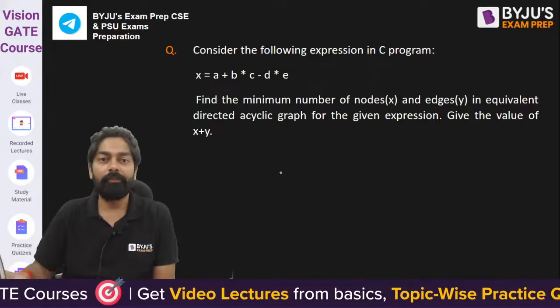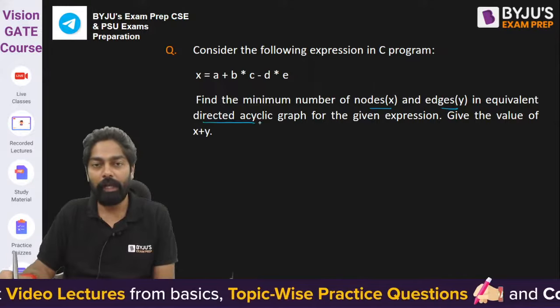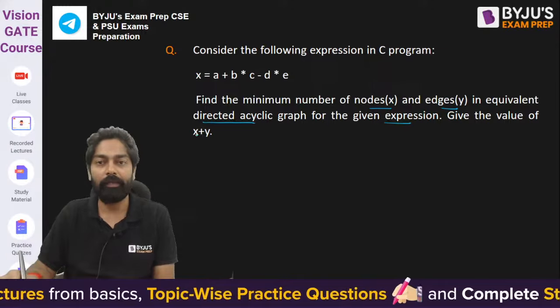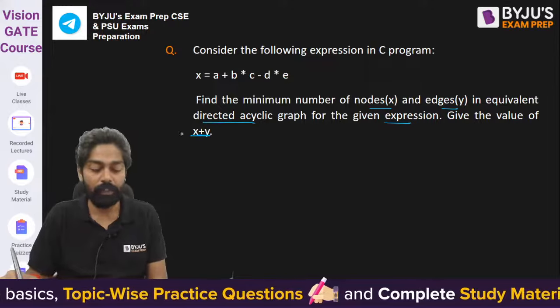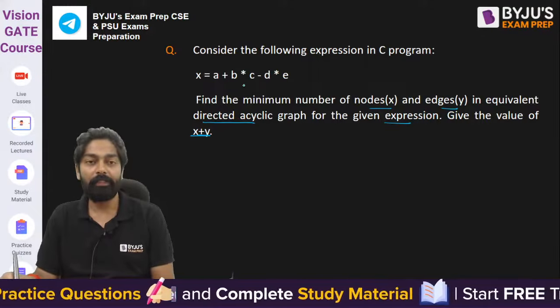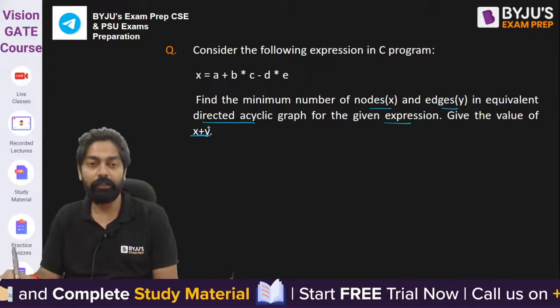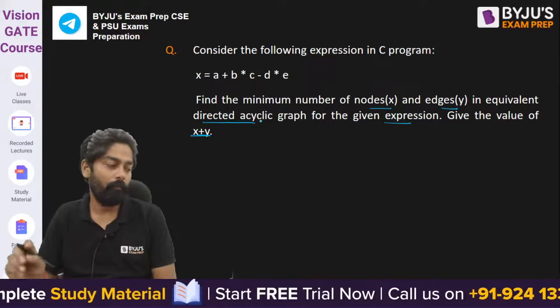Okay, can you please try this one? Find the minimum number of nodes and edges in the equivalent DAG for the given expression and given the value of x plus y. What is the answer for this one? A plus B into C minus D into E. What will be the answer for this one? Can you please reply?